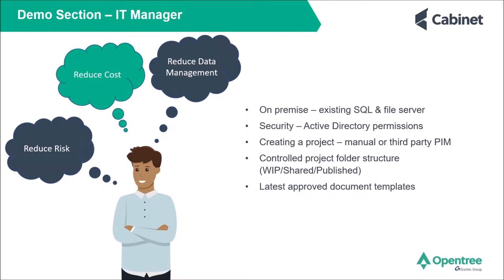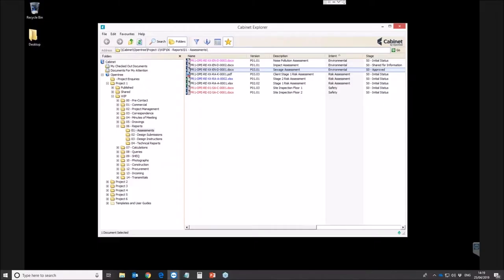So if we now just switch to my desktop, you can see here, this is Cabinet Explorer. It's designed to look like Windows Explorer in the fact that it's got folder structure on the left-hand side and files on the right-hand side. But instead of seeing things like file size and date modified in the list view here, you obviously see the metadata that's relevant to the type of documents you're currently working on.